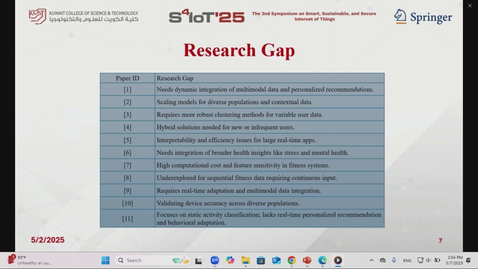Despite these advances, gaps remain, and most systems don't combine clustering, collaborative filtering and regression in a unified real-time framework. Few achieve both high prediction accuracy and dynamic adaptation. Our work fills this gap by integrating all three components into an end-to-end pipeline for wearable-based fitness recommendations. Now moving on to the next step, methodology.